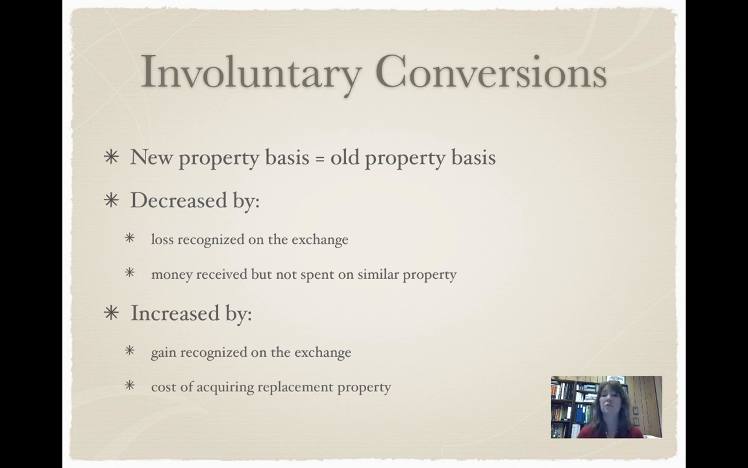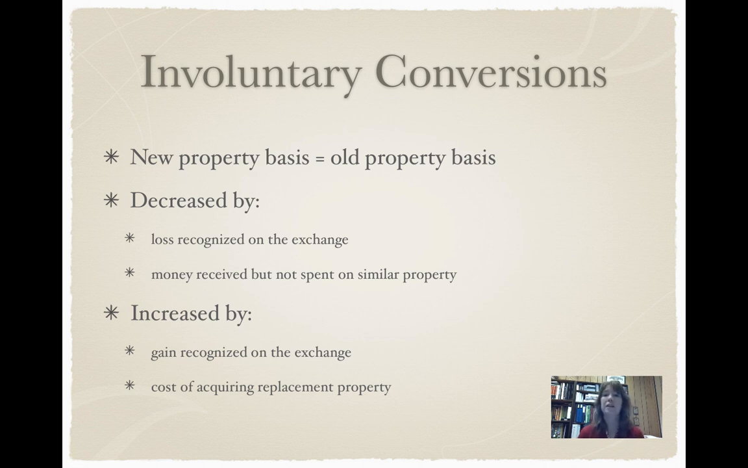We are then going to look at some additions and subtractions from that basis. The new property basis will be decreased by any loss that was recognized on the exchange. So in the involuntary conversion, if you recognized a loss on your tax return, the amount that you recognized as a loss will be subtracted from your basis. If you receive money because of the involuntary conversion and you do not use that money to purchase similar property, that cash received will be subtracted from the basis to get the new property basis.